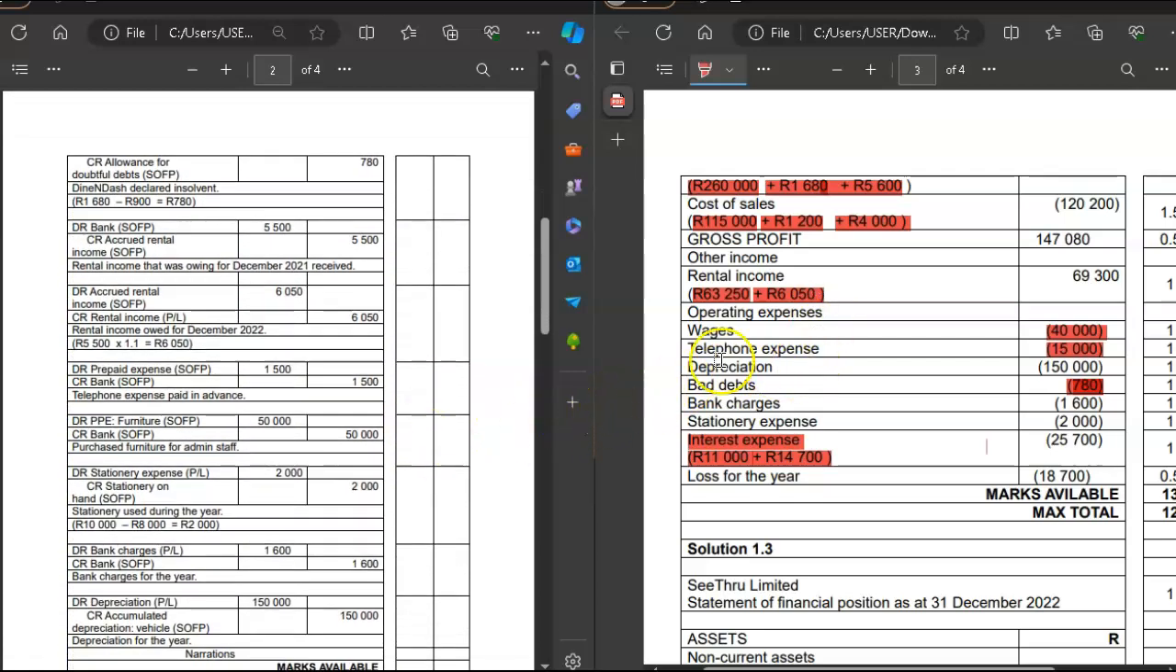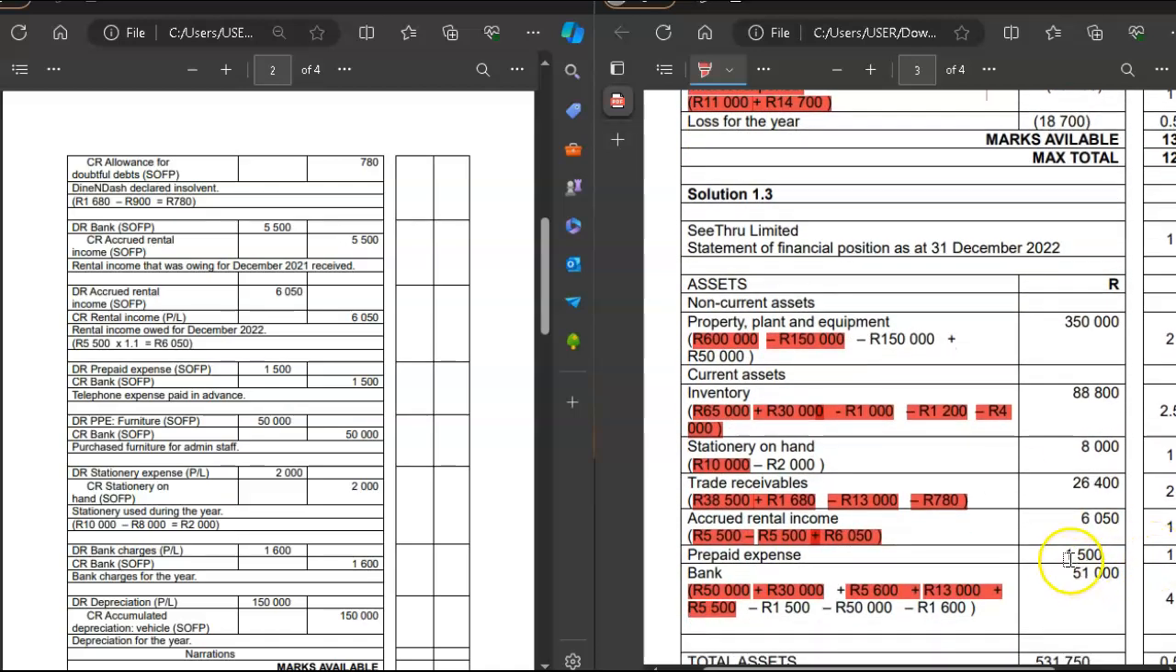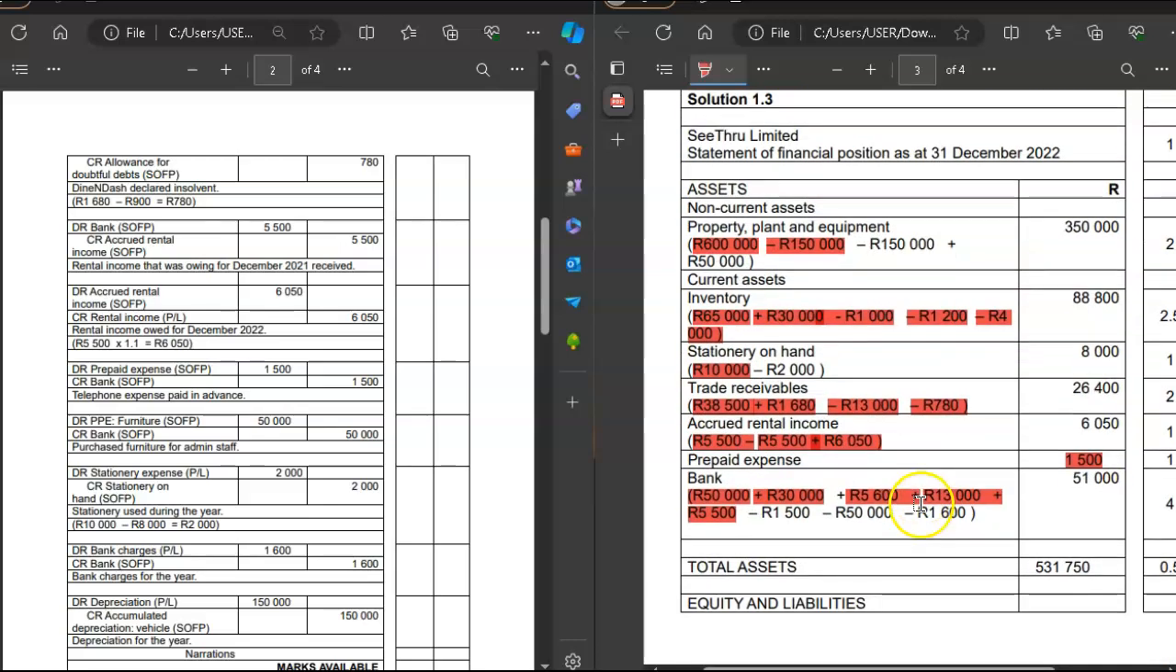Debit prepaid expenses. Prepaid expenses is a current asset. So let's go to prepaid expense. There we go. 1,500. Credit bank. Bank is decreasing by 1,500. Debit PPE furniture. PPE furniture is basically your property, plant. So basically all this you can put over your vehicles, your furniture. That is why we say 50,000.